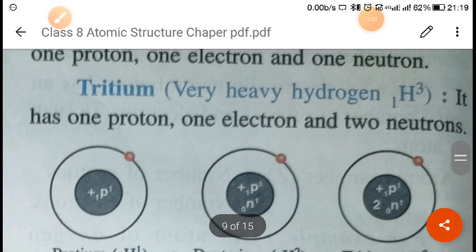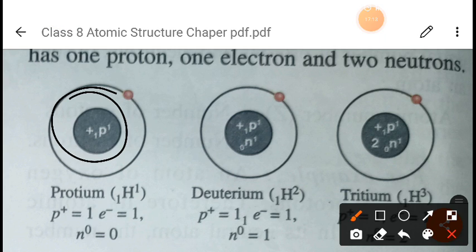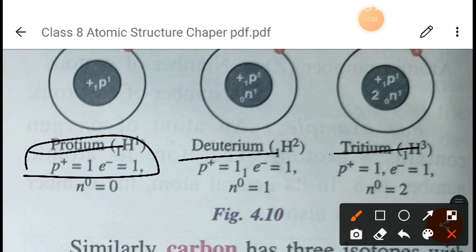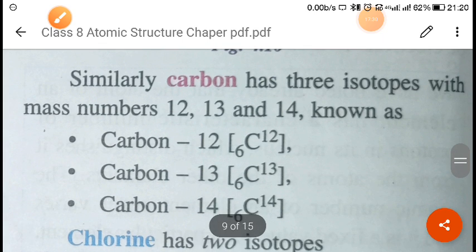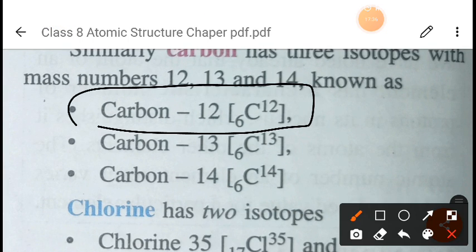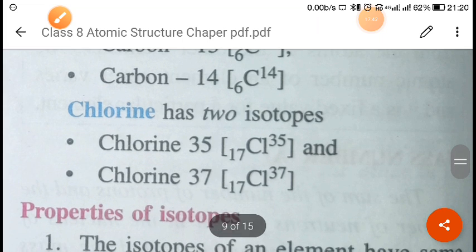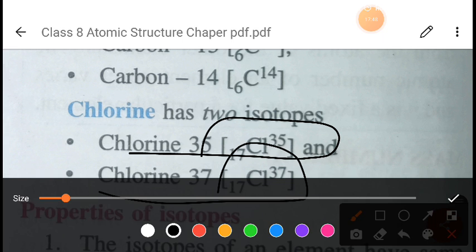Now again, for carbon also, you can see how it is represented. Here one proton only, here one proton and one neutron, here one proton and two neutrons. So protium has one proton, one electron, no neutron; deuterium has one proton, one electron, one neutron; and tritium has one proton, one electron and two neutrons. Similarly, carbon also has three isotopes: carbon-12, carbon-13 and carbon-14. In the same way, chlorine also has two isotopes: chlorine-35 and chlorine-37. So I hope you have understood this, right?